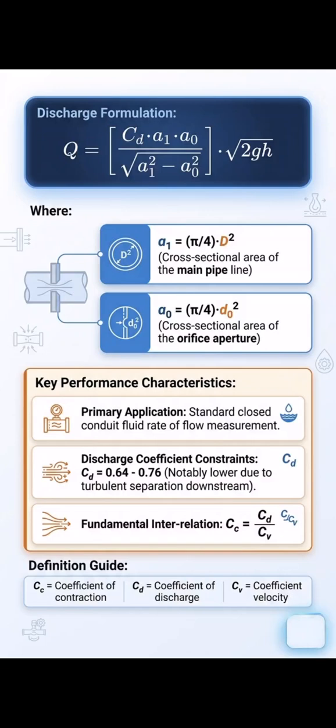A1 is pi by 4 D square, the cross-sectional area of the main pipeline. A0 is pi by 4 D0 square, the cross-sectional area of the orifice aperture. Primary application: standard closed conduit fluid rate of flow measurement. The discharge coefficient Cd is 0.64 to 0.76, notably lower due to turbulent separation downstream. Fundamental interrelation: Cd is equal to Cc times Cv, where Cc is the coefficient of contraction, Cd the coefficient of discharge, and Cv the coefficient of velocity.